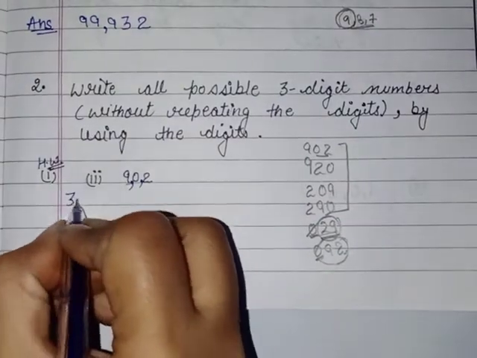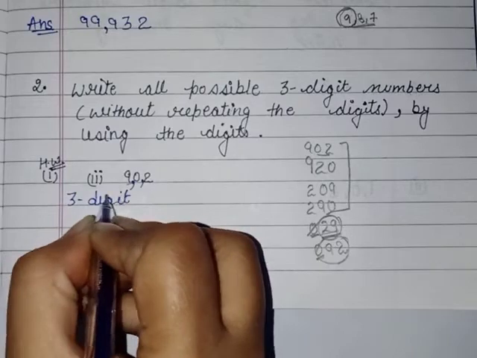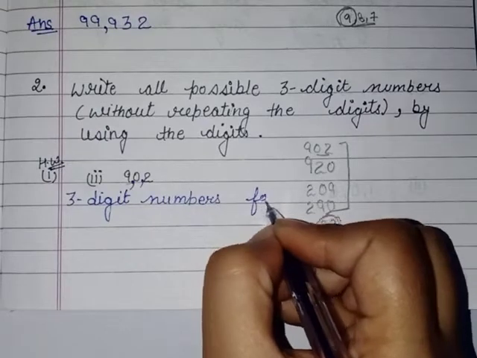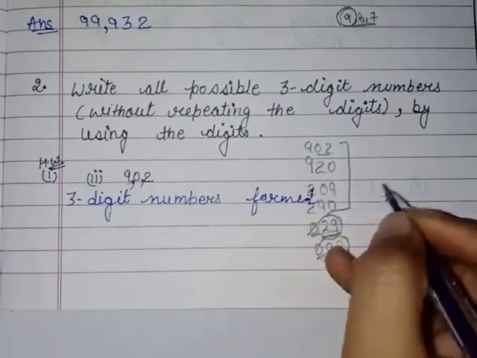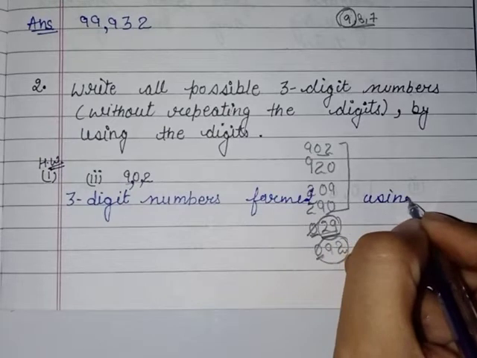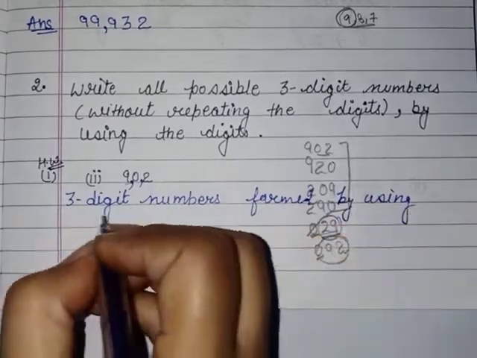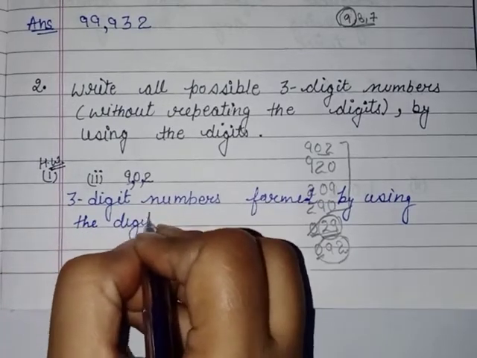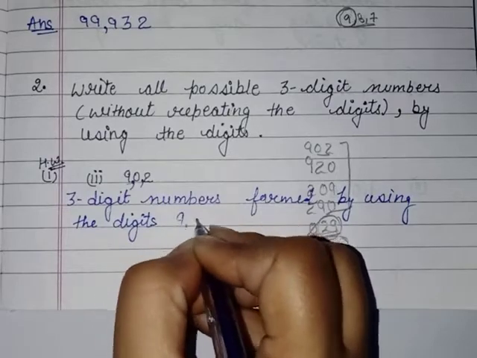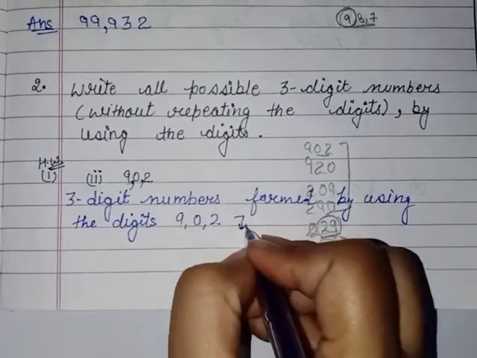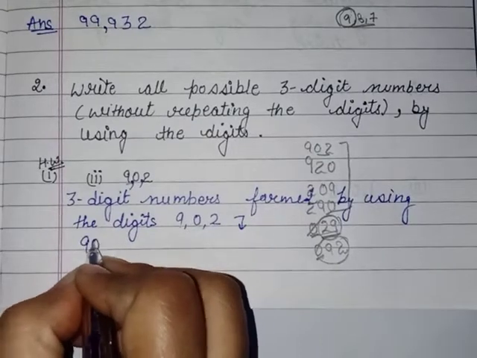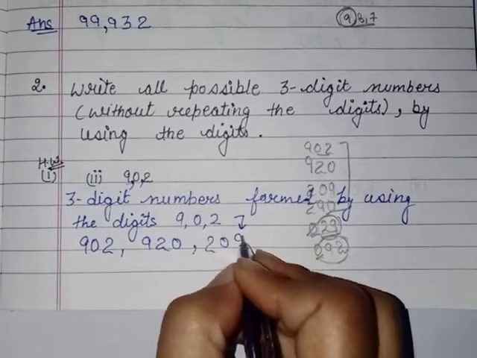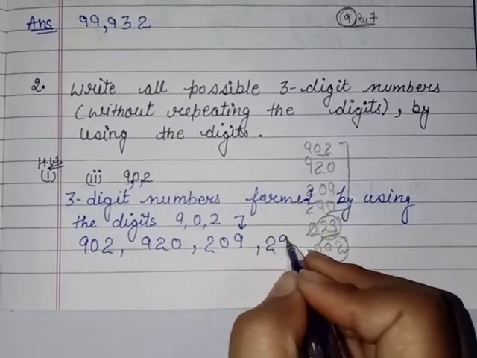So 3-digit numbers formed by using the digits 902 are, what are the numbers? 902, 920, 209, 290. Okay.